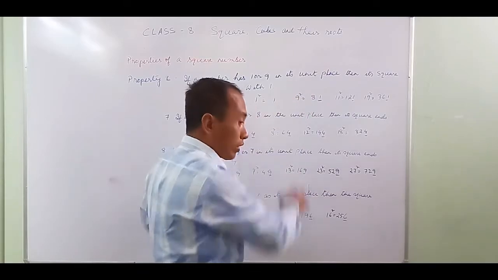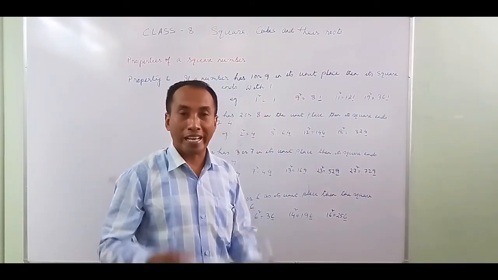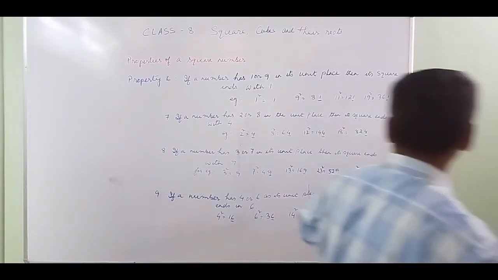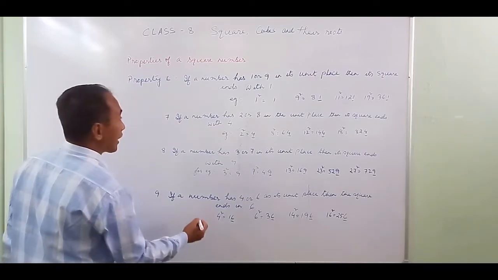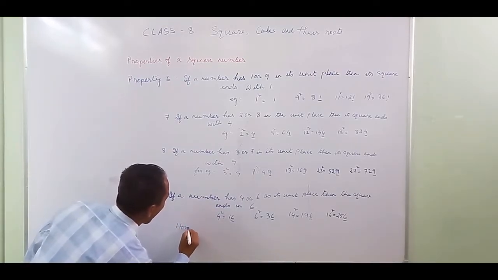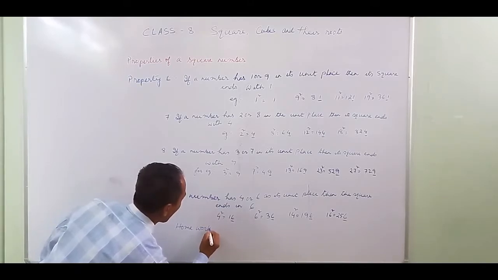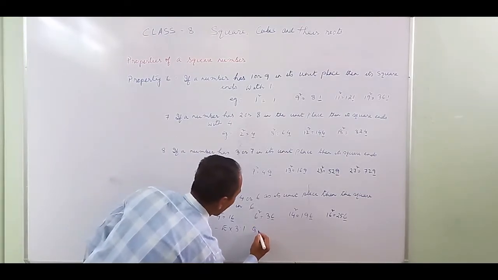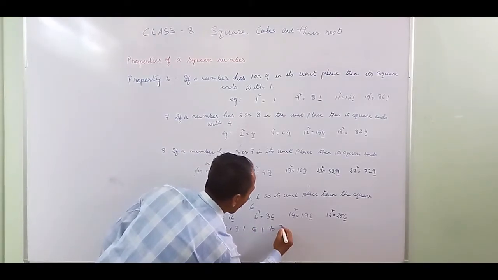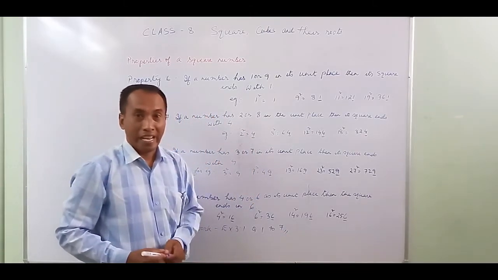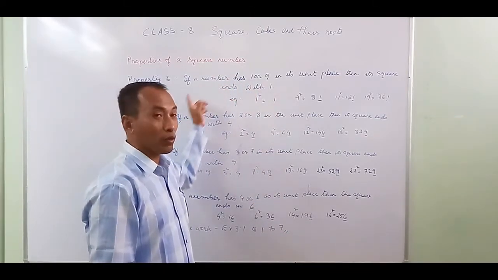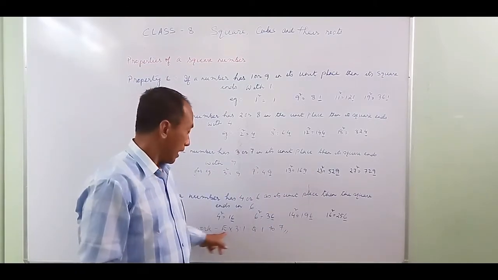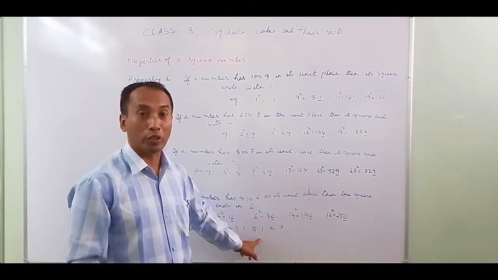Now, after completing all these things, you can do Exercise 3.1 as your homework, questions number 1 to 7. As the vacation ends, I am going to ask you all these properties, and I am going to check all the questions of Exercise 3.1.